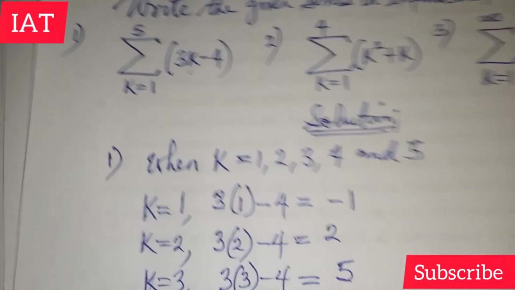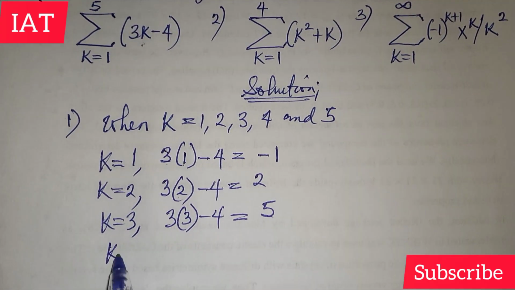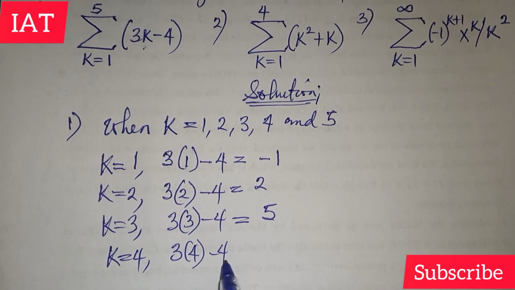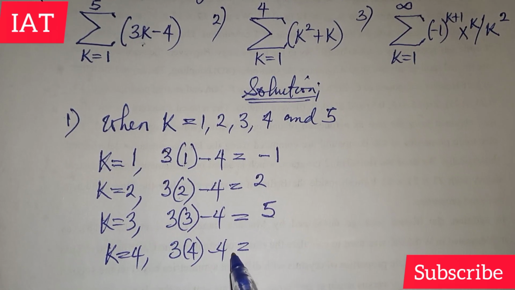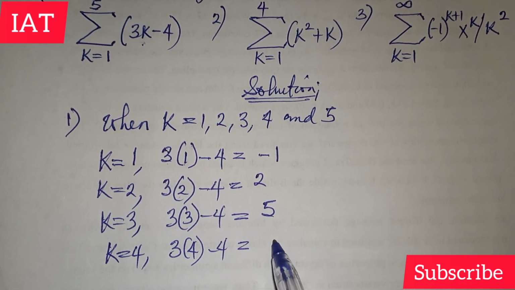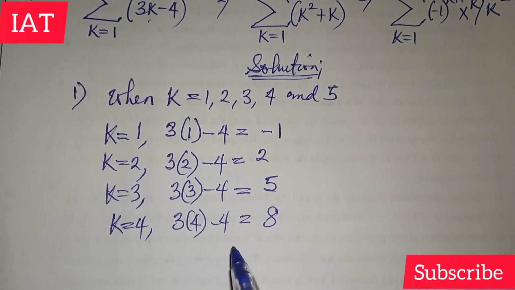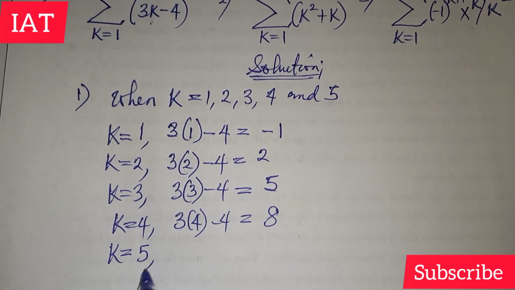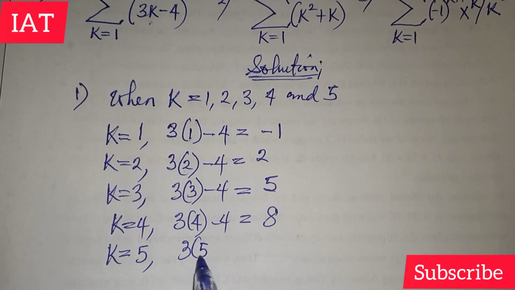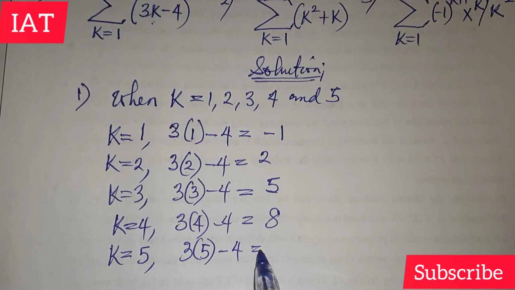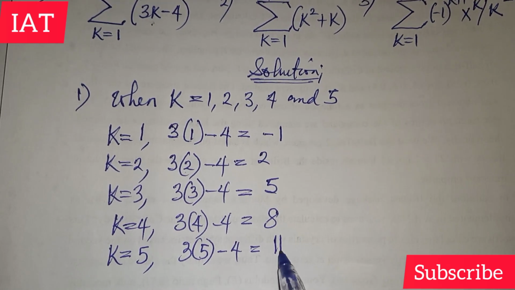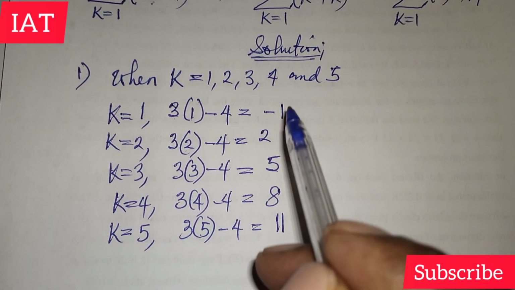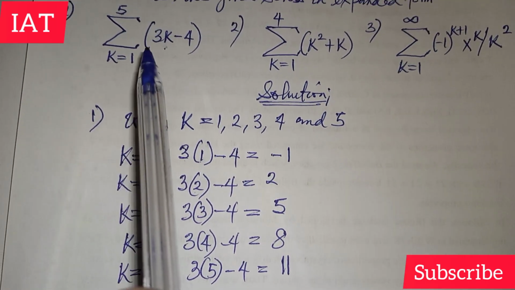Then when k is equal to 4, we have 3 into 4 minus 4. 3 times 4 is 12. 12 minus 4 will be 8. Alright, the next one, which is the last one, is for when k is equal to 5. So we have 3 into 5, that will give 15 minus 4, and the result should be 11. Right, so we are able to get the expanded form of this problem.